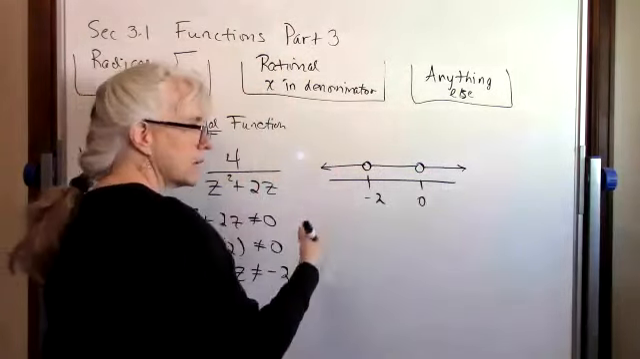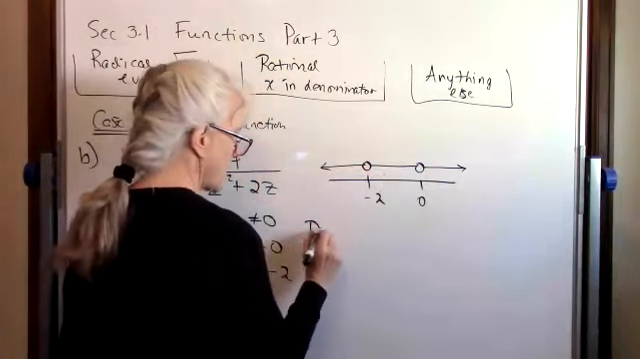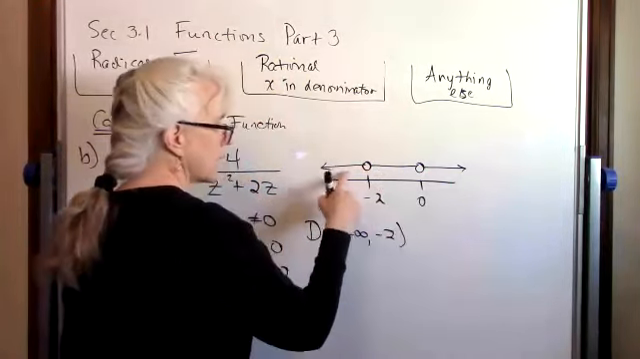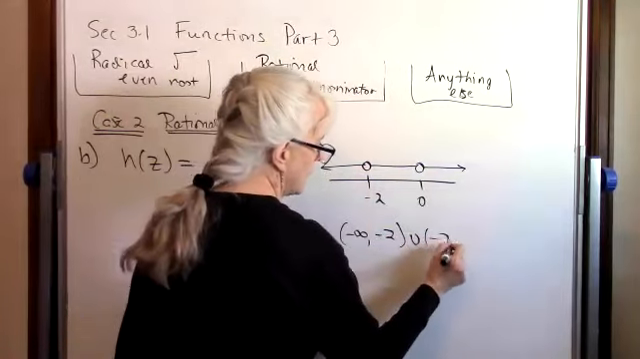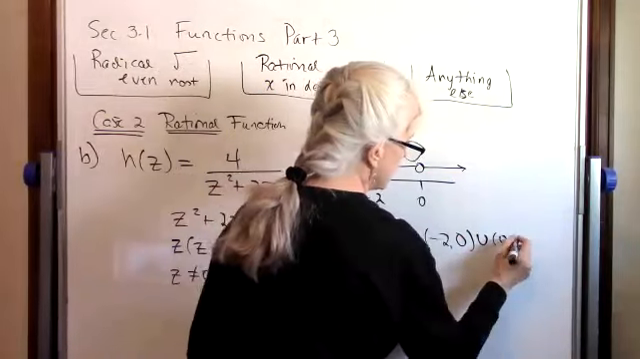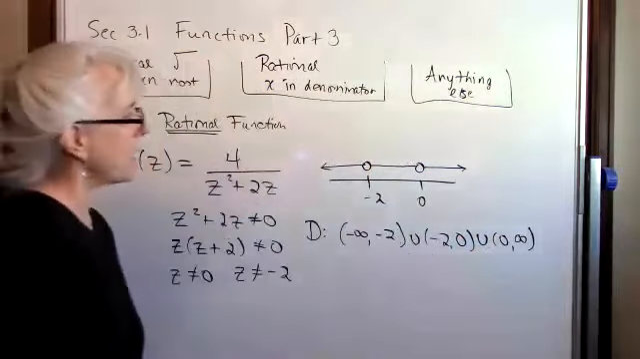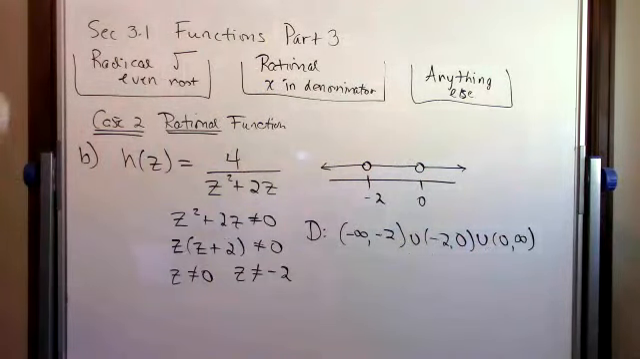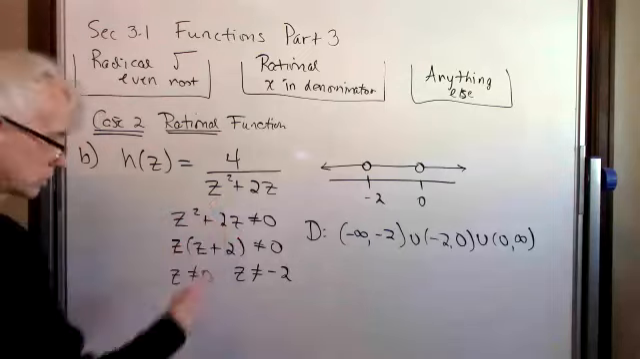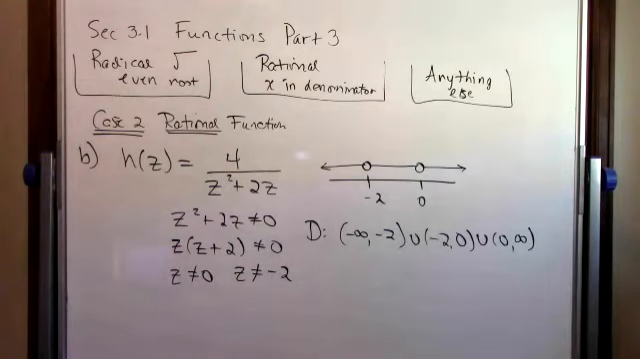So we're going to need an interval for each piece of this. Our domain would go from negative infinity to negative 2. That's this piece. From negative 2 to 0, that's the middle piece. And then we're also going to go from 0 to infinity. And there's a domain. Much more complicated, right? It's more complicated because we have that extra variable, a quadratic, in the denominator.